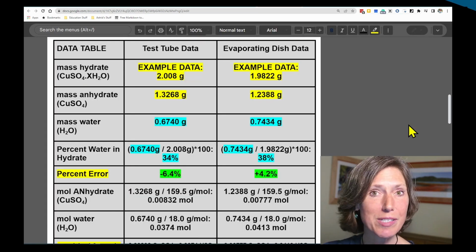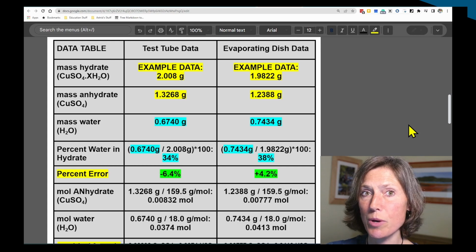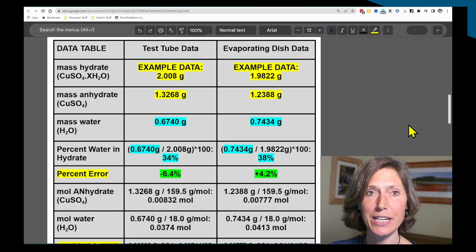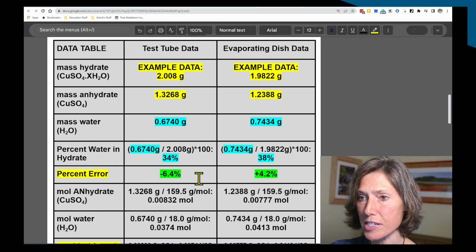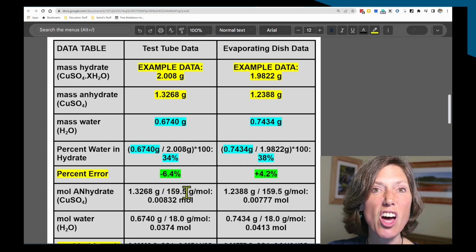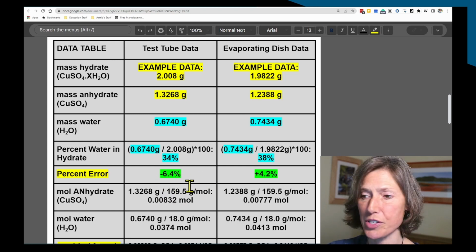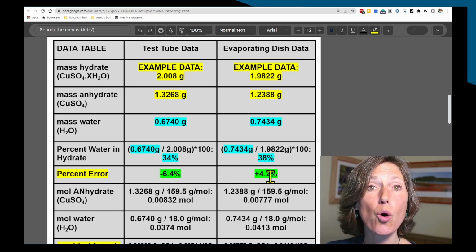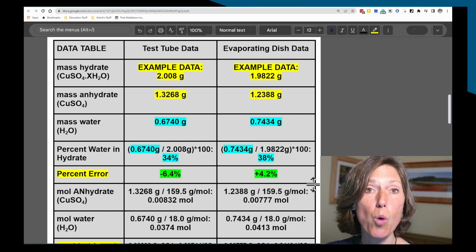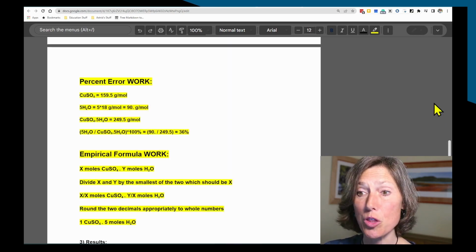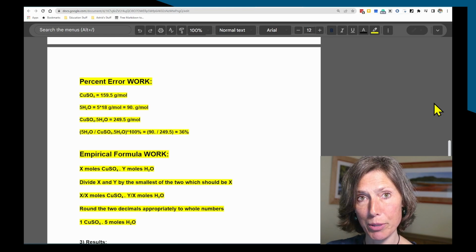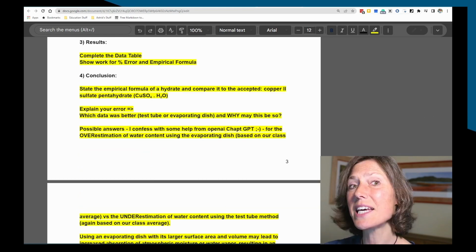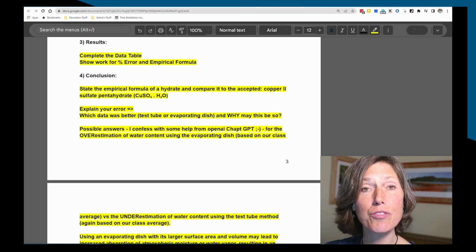I'm showing you here some sample data that I've obtained with my students, sample test tube data and sample evaporating dish data. What you should notice is that the test tube data shows an underestimate in terms of the water percentage, whereas the evaporating dish data tends to show an overestimate of the water composition. I've included here the percent error work and the empirical formula work, and then the crux of the lab is, of course, to complete that data table and come up with a conclusion.